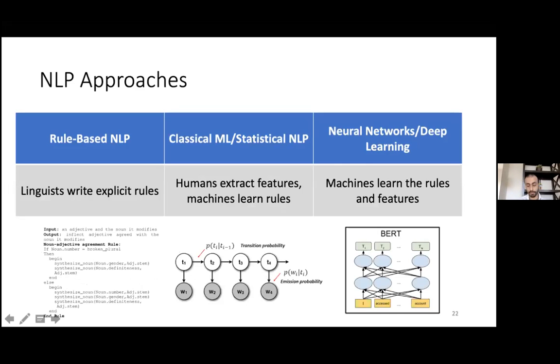And yeah, NLP approaches. How can we build an NLP system? We can divide the approaches into three categories. Rule-based NLP, where linguists write explicit rules. For instance, something like if you see ER at the end of the word, it's a suffix token, like reader becomes read plus ER. Classical machine learning or statistical NLP, where humans extract some features and then machines learn rules.